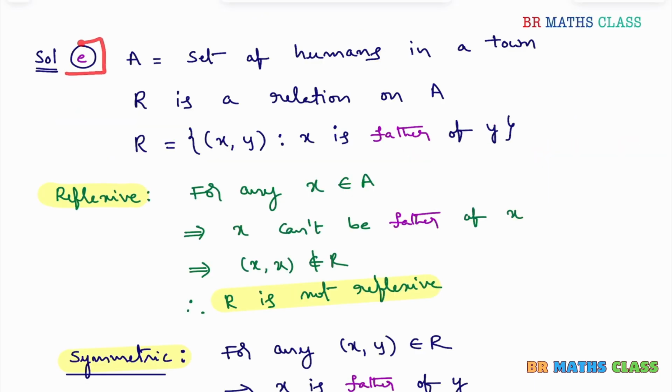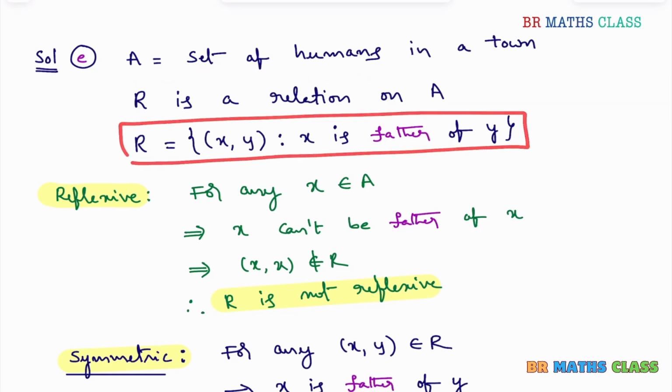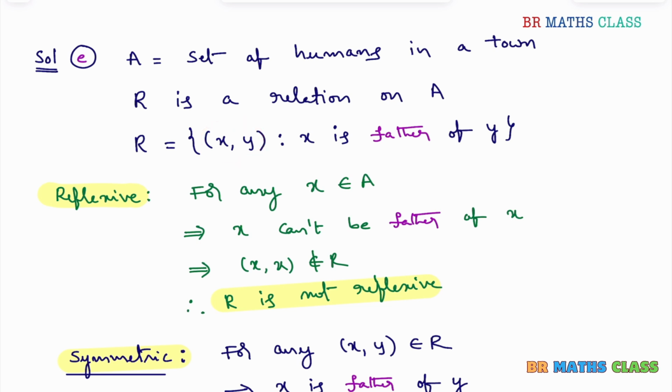You observe this E bit, it is similar to D bit. In this, 3 points you need to observe. Given set is the set of humans in a town. They are saying that R is a relation on set A. And the relation is like this, which contains ordered pair x comma y. And when we say ordered pair x comma y belongs to R, if x is father of y, then only the ordered pair x comma y belongs to R.